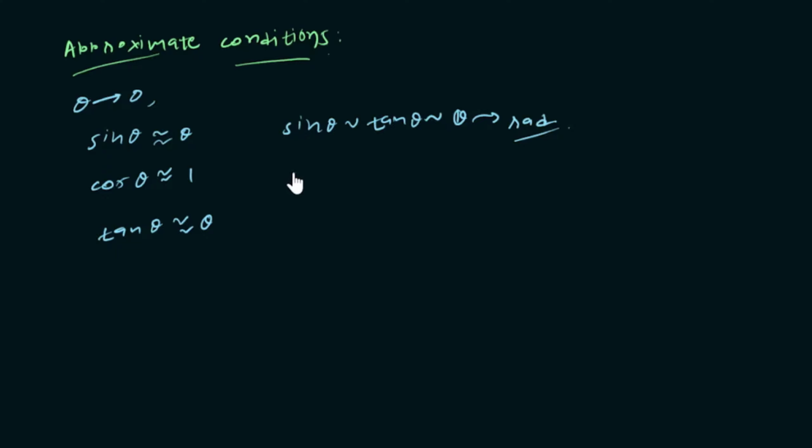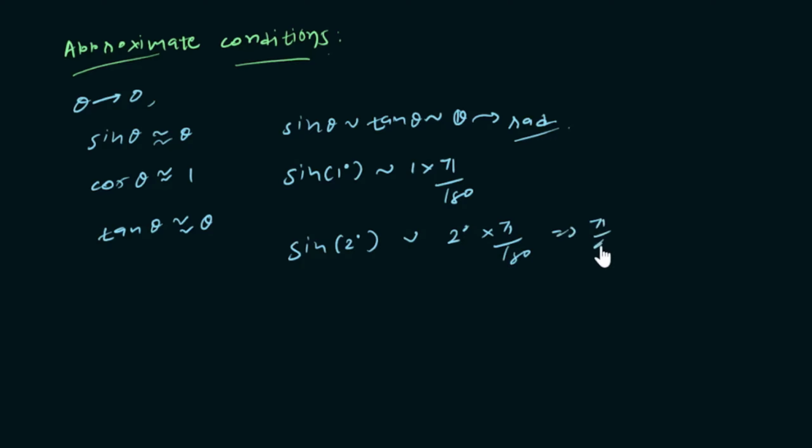Like you can see that sin 1 degree will be equal to 1 into pi upon 180. You cannot put degree here. Similarly, sine of 2 degrees will be equal to 2 into pi upon 180, so this will be pi upon 90 radian. This is how you can solve approximate conditions in which theta tends to 0, to find the value of trigonometric functions.